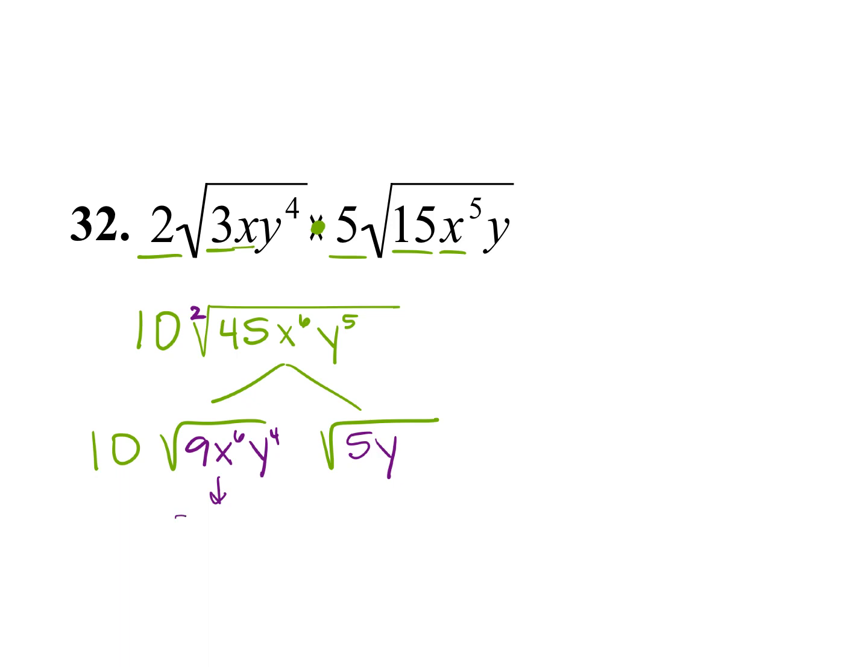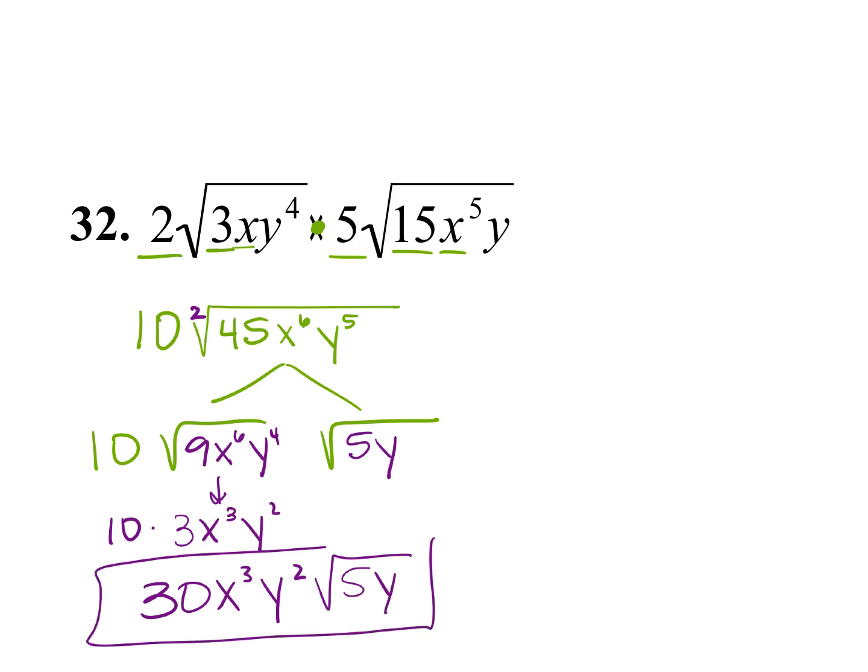This becomes 3x to what power? The 3rd. Divide by 2. Y to the 2nd. And then you still have that 10 out in front. So it's 30 x cubed y squared times the square root of 5y.